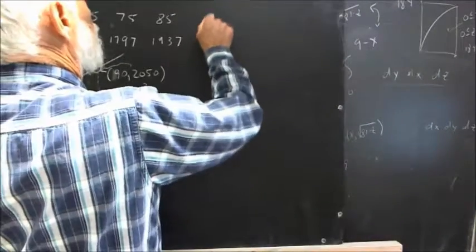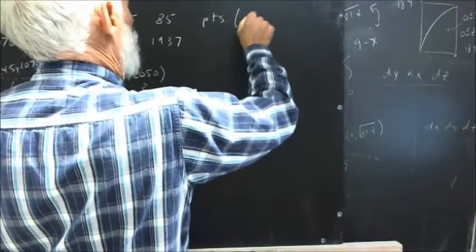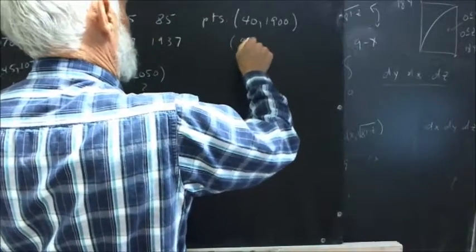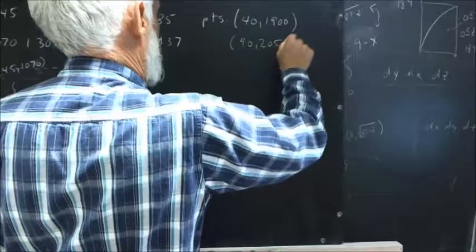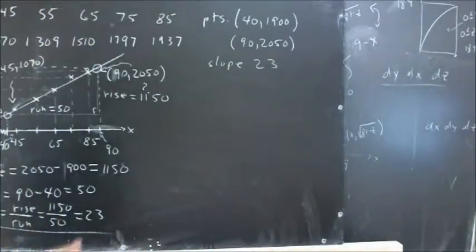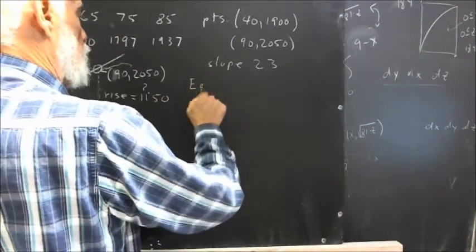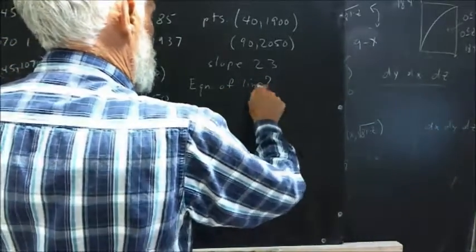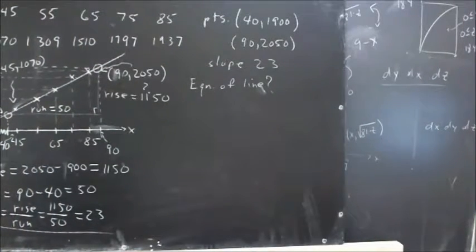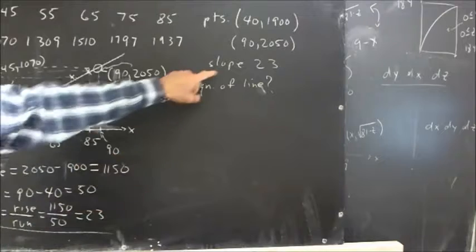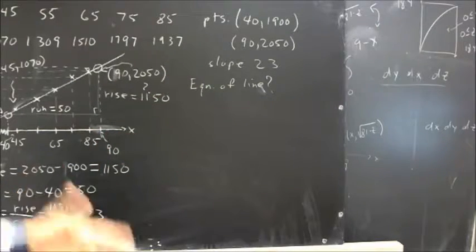So we have points 40, 1900, and 90, 2050. We have slope 23. We want to find the equation of the line. Well, there are various forms you can use. You could go to the slope-intercept form and plug in the coordinates of one of these points along with the slope, and you can find the intercept and you can find the equation.